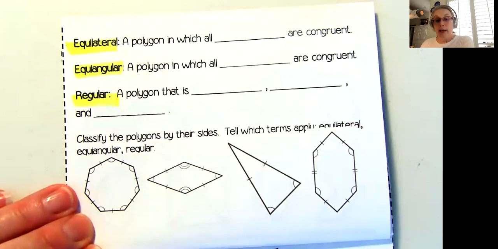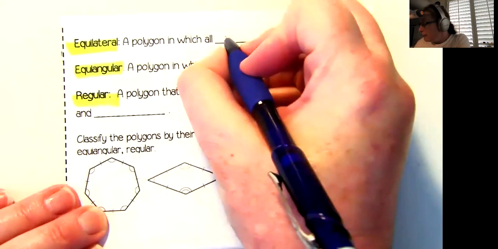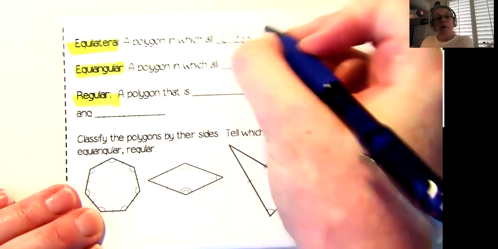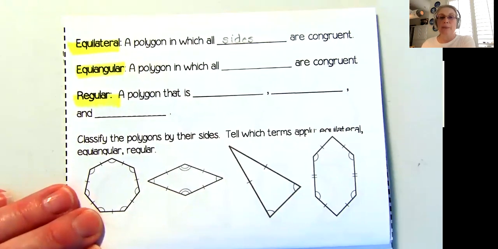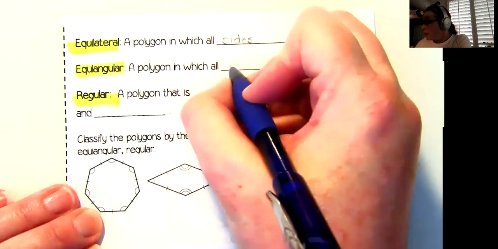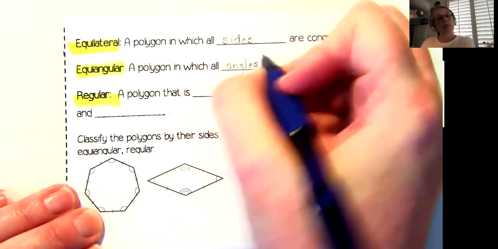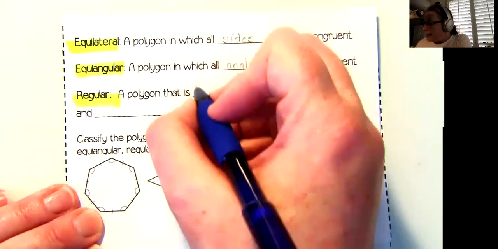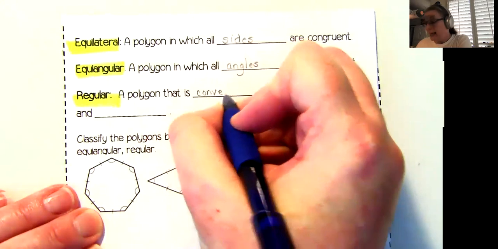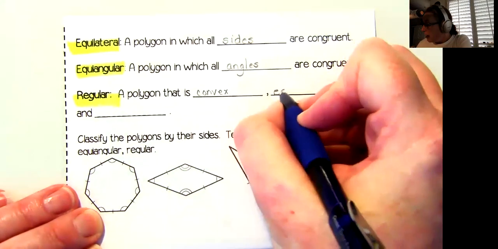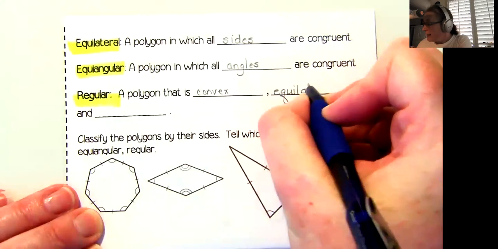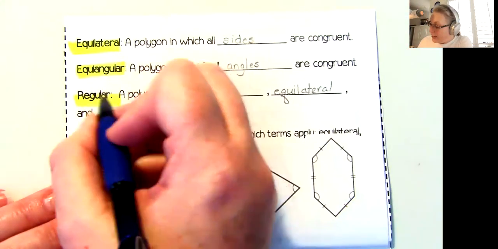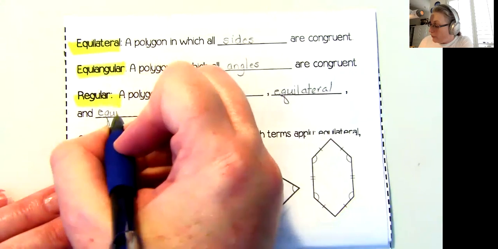Equilateral means it's a polygon in which all sides are congruent. And the one we're most common with that we hear all the time is the square. Equiangular means it's a polygon in which all angles are congruent. Again, a square is equiangular, they're all 90-degree angles. And then a regular polygon is a polygon that is convex, so nothing caves in, equilateral, all sides are congruent, and it's equiangular. All angles are congruent.